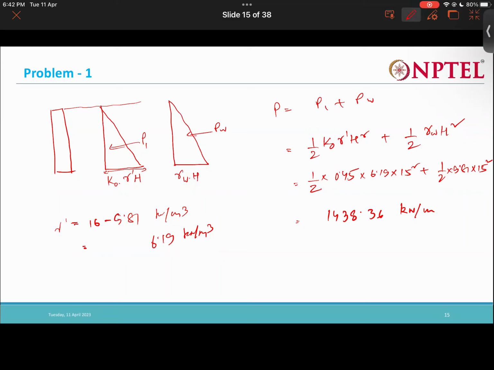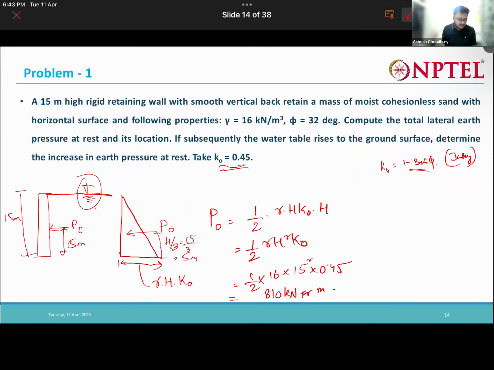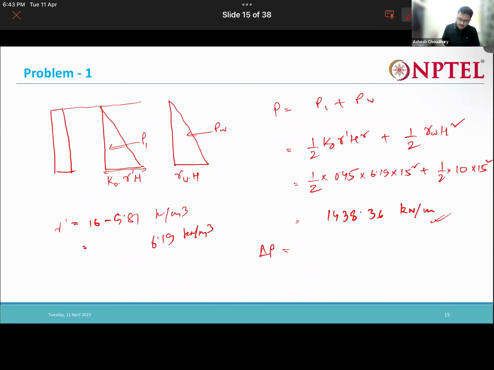Right. And for water, gamma W, did you take 9.81 or 10? I have taken 10. Take 9.81 if nothing is mentioned. So it will change, but it's okay, the main thing is the method. Due to that water, how much is our lateral pressure changing? It's increasing, right? So 1438 minus 810, about 628 kilonewton per meter. So it's more.